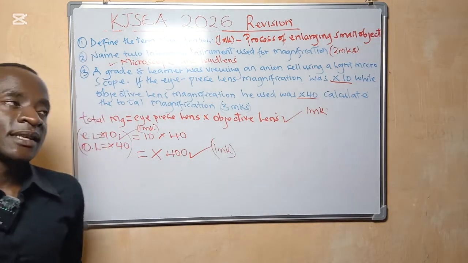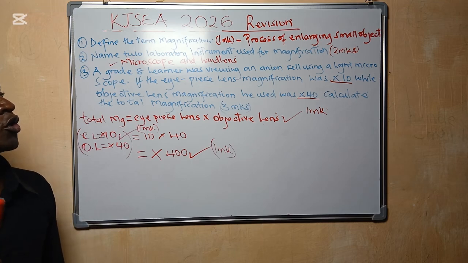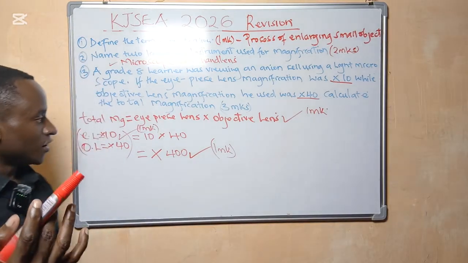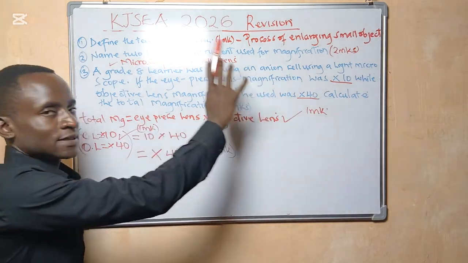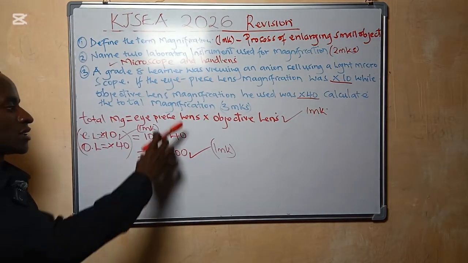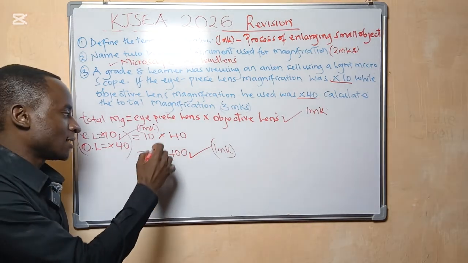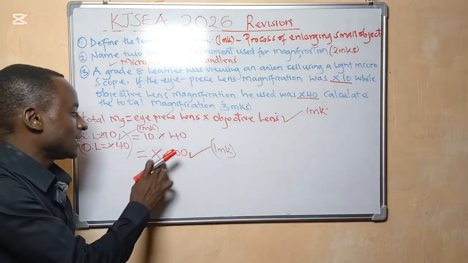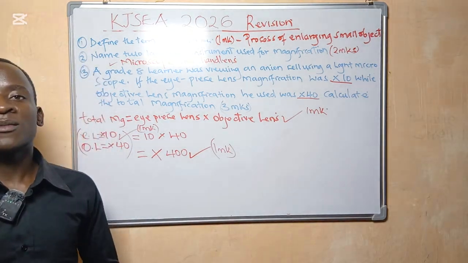Let me repeat this as I wind up. When we come to magnification, what you need to know is the formula of getting the total magnification. How do we get the total magnification? Very simple. The total magnification is equal to eyepiece lens times objective lens, right? Then you insert your values, then you get the answer. Then your answer must begin with times whatever you are going to get, to mean the image has been enlarged, times 400. Thank you very much for your time.